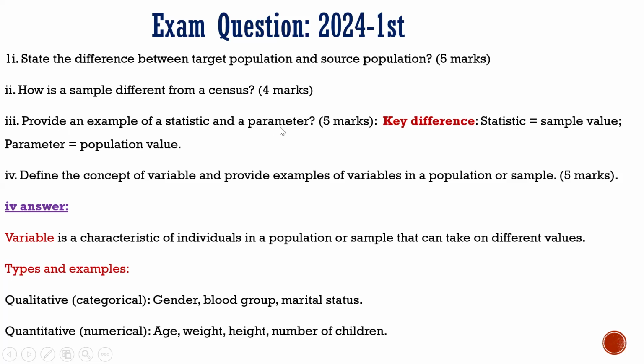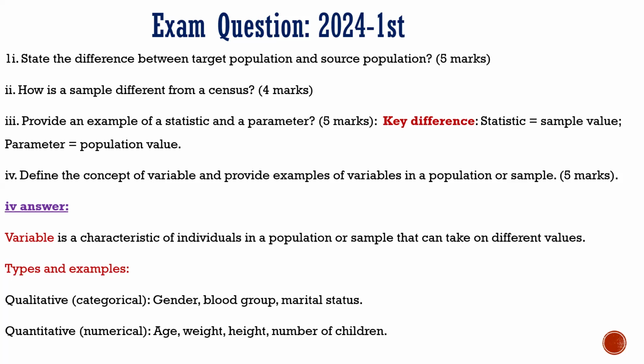I explained what statistic means and also explained what a parameter means. Whenever you hear parameter, you're talking of population value, all right? Then when you hear of statistic, you're talking of sample value. That's when you talk of mean, mode, median. So when you're able to provide an example of a statistic and also a parameter, you get your 5 marks. Then define the concept of variable and provide examples of variables in a population or sample. So it carries 5 marks. Variable. We talked about variable. Variable is a characteristic of individual in a population or sample that can take on different values.